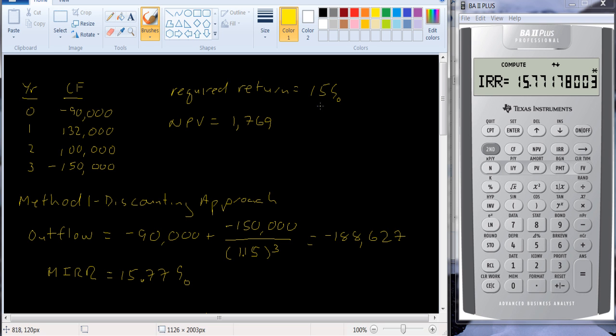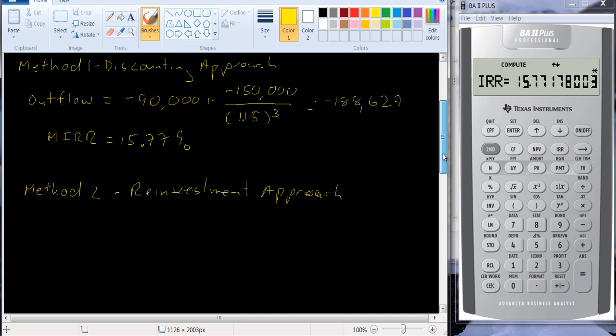Now we could use the required return, but I'm going to use a different return. I've actually done it for the required return, but let me do it for a different reinvestment rate. When I do it for the same 15%, I get about 15.3%, so a little over 15%, but in this case I'm going to assume that the reinvestment rate is equal to 10%.